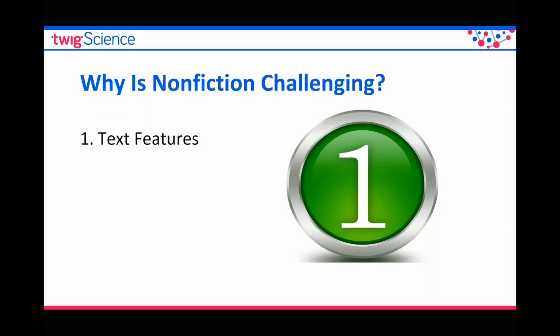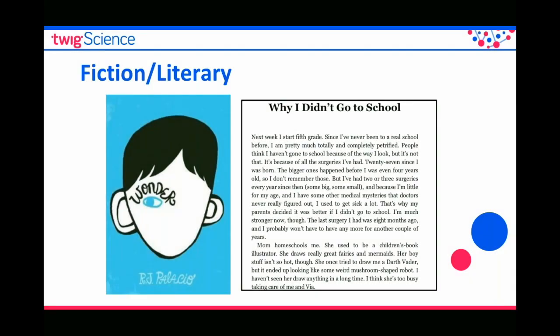The first reason informational text is challenging is because of the text features found in this kind of text. So think about it for a second, the difference between fiction or literary text and informational text. Here is an example, a page from the very popular book Wonder, a piece of fiction. And when students encounter this page, they know how to navigate it. They start at the top, left-hand side, they read to the bottom, they turn the page, and so on. There isn't a whole lot to think about in terms of how they navigate the text, how they access that information. But take a look at a piece of informational text.